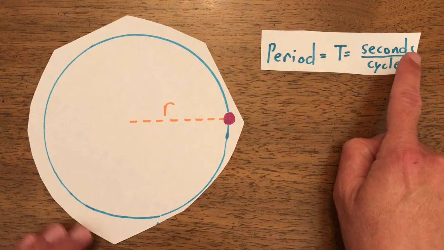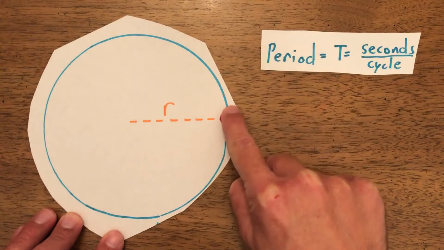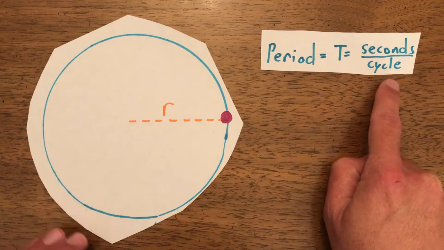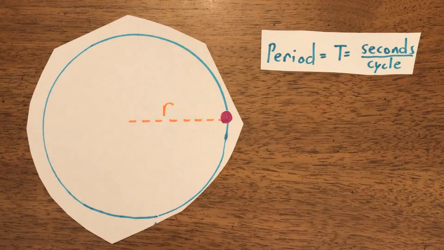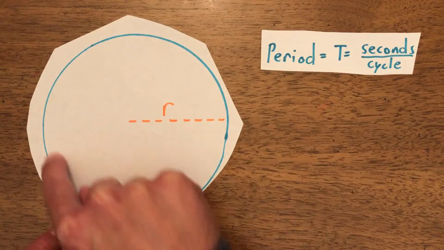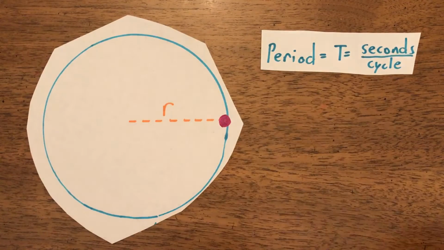We can think of it as the seconds per cycle. So how many seconds it takes for this thing to go around once. Cycle's not really a unit, it's just a count, so the unit's really seconds there. So imagine this thing took 6 seconds to go around once. Then the period would be 6 seconds.